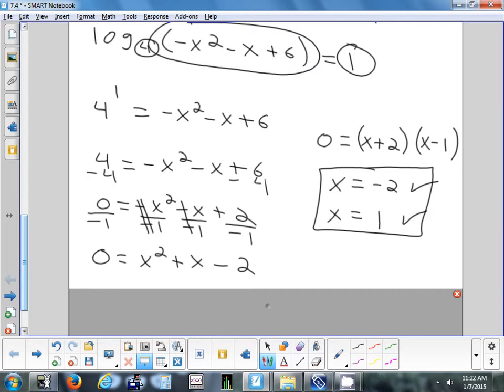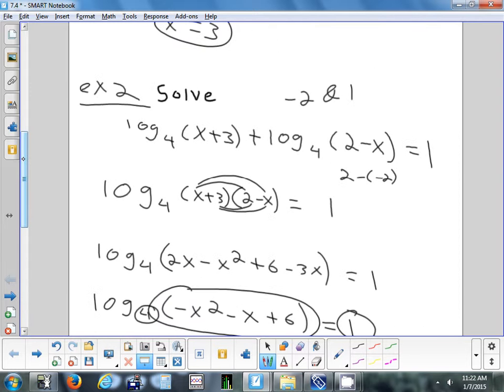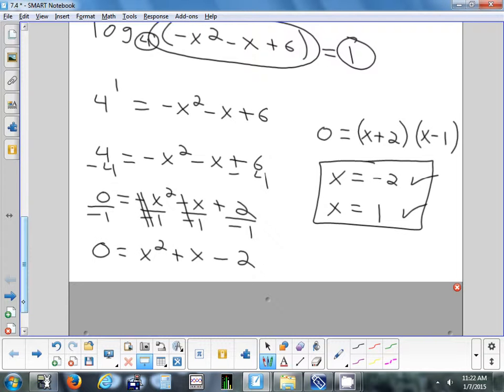Let me give you an example of a number that wouldn't work. 5. If you got x equals 5 as an answer, it wouldn't work. It's okay here. 5 plus 3 is 8. It's not okay here. 2 minus 5, that's a negative number. Okay? So, any questions on what you have to check for?